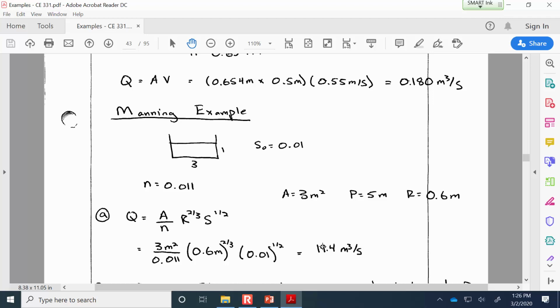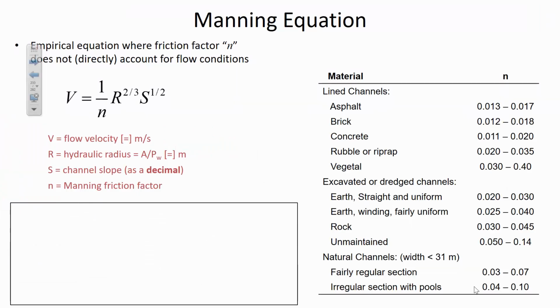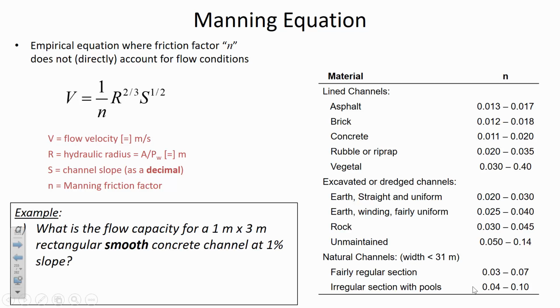Did you get 19.4 cubic meters per second? 19.4, you said? Yep. All right. So 19.4 cubic meters per second. So that's the flow rate we'd expect to see if you have a measured depth of 1 meter in a rectangular channel that's 3 meters wide, and it's laid out at a 1% slope, and it's concrete. So that's the flow capacity.